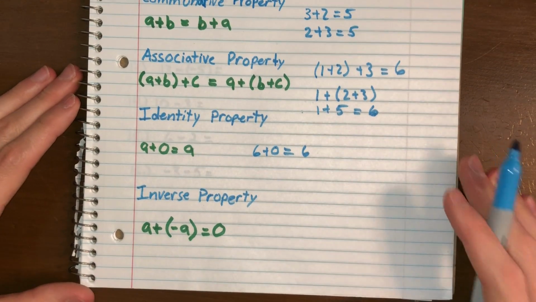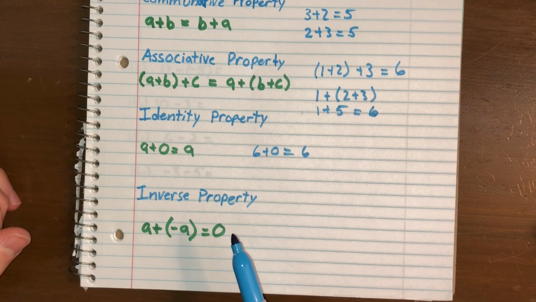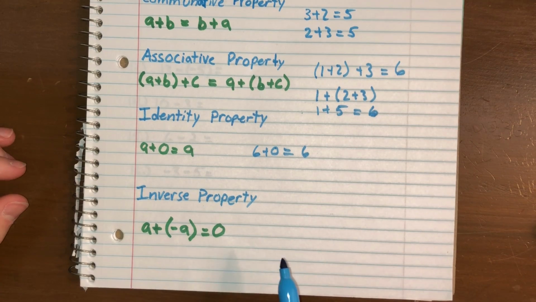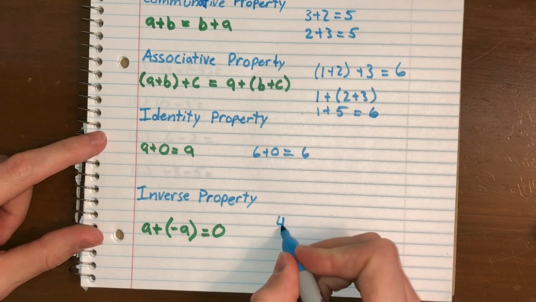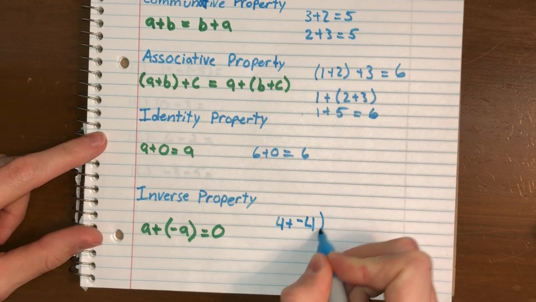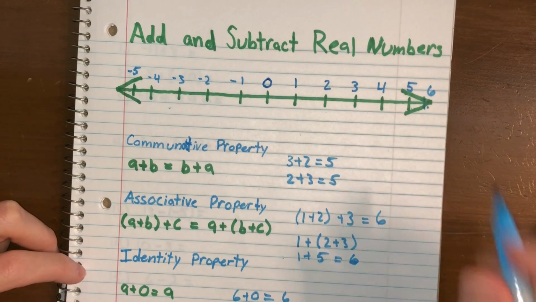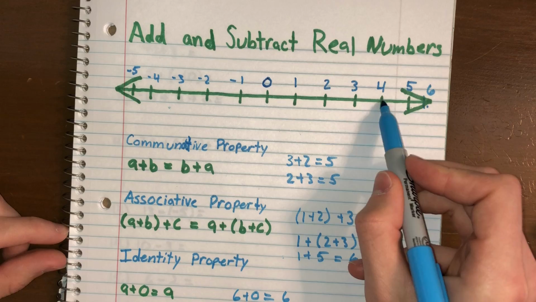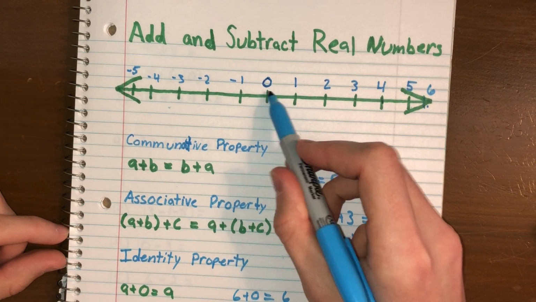And now the final property is what's known as the inverse property. The whole idea of this is that any number plus its opposite is going to be equal to 0. So let's say we got 4 plus a negative 4 is going to be equal to 0, and we could show that this is true on the number line here. So we'll start at 4 plus a negative 4, which means you work left, 1, 2, 3, 4, bring it right back to 0.